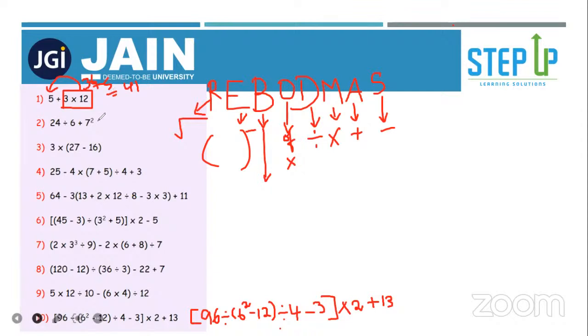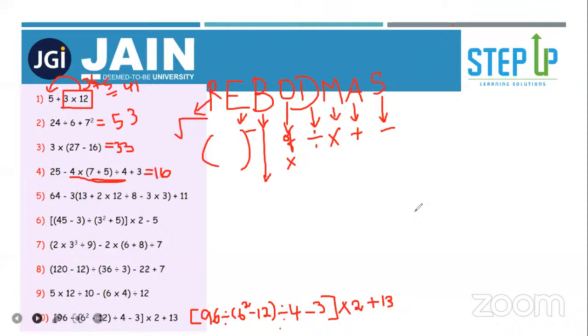Okay, the first one answer is 41. The next one is 24 by 6 is 4. 4 plus 49, 50, 53. It's done. And the next one is 11 times 3, 33. It's done. The next one, this is 12. 12 divided by 4 is 3. 3 times 4 is again 12. 25 minus 12, 15 minus 2, 13. 13 plus 3, 16.